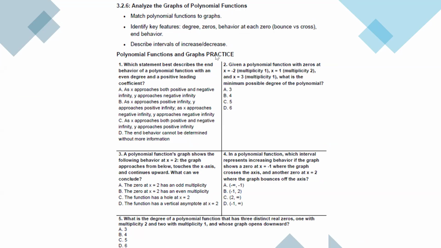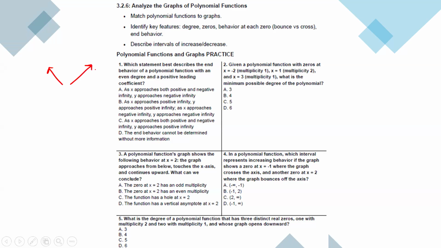On this one, you're going to match. We're just talking about, in general, summarizing all things polynomials. So it says here, which statement best describes the end behavior of a polynomial function with an even degree and a positive leading coefficient? Okay, so we're even degree and a positive leading coefficient. That means Bob is waving his hands like he doesn't care, right?